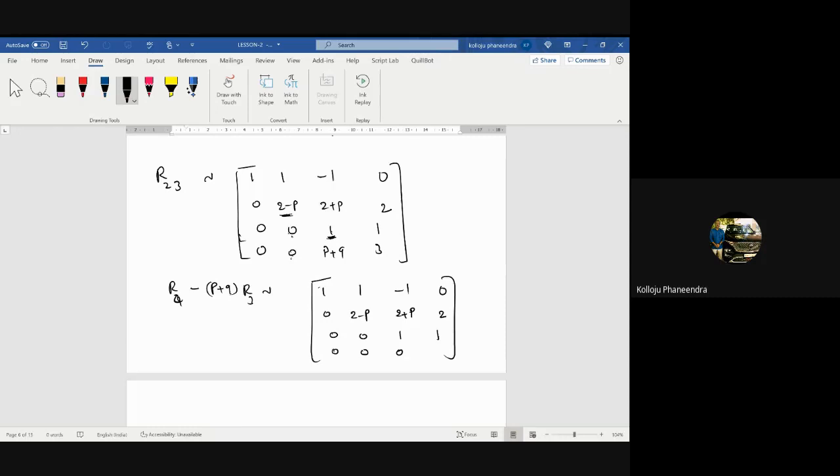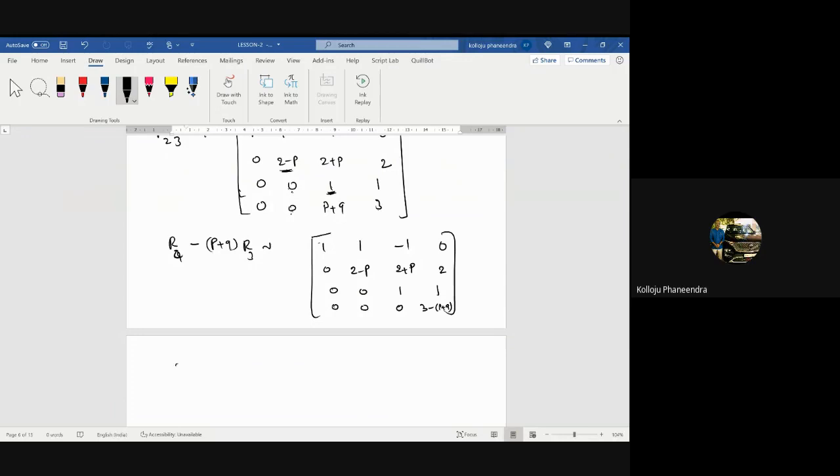Now coming to this. This is important. 3 minus of P plus 9. Is it correct? 3 minus of P plus 9. It is in echelon form. Is it correct? Yes, sir.